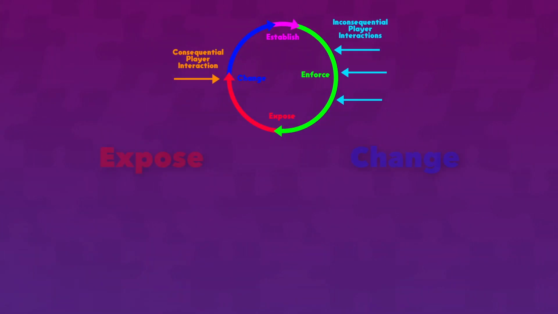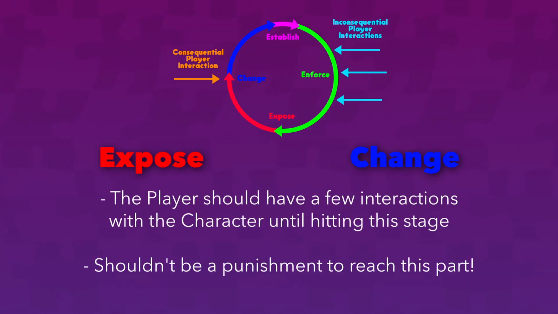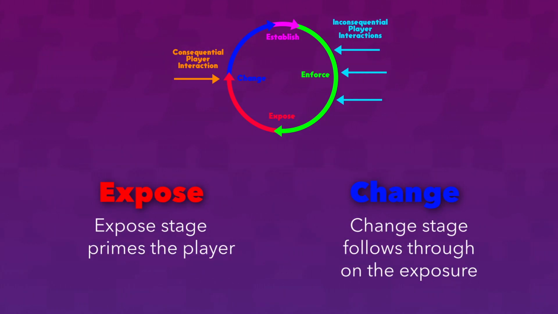It's great to save the expose and change section until the player has had a set number of interactions with the character first, but you don't want it to be the negative result of choices the player has made in the enforcement stage. We don't want the exposure to feel like something the player has done to negatively impact the character. We want the exposure to prime the player that they're going to see a raw side of the character.